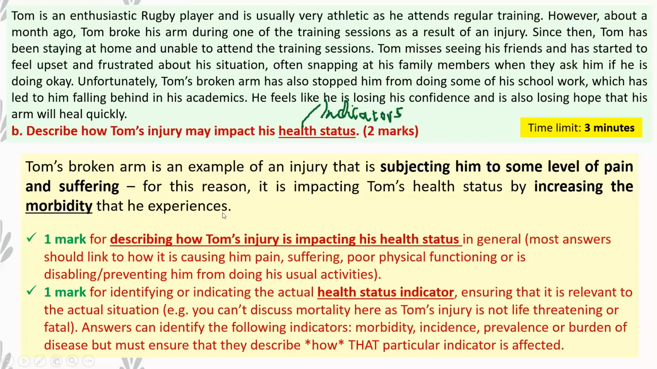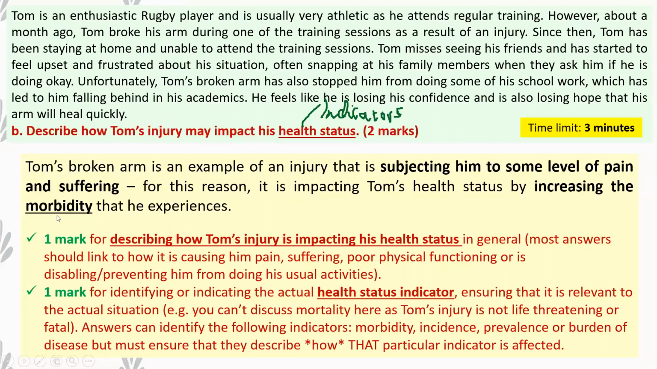Remember, I always told you guys that morbidity is not the best health status indicator, but it's one that will fit any situation, because everyone will experience some level of pain and suffering regardless of what illness or injury they have, but not everyone will suffer death as a result of that. So the reason you can't just apply any health status indicator is, for example, you can't say it's impacting Tom's health status by increasing his mortality, because Tom hasn't actually died from his broken arm. He's just suffering. It hasn't led to some kind of fatality. So it's important to think about all the health status indicators and pick the one that is most relevant for Tom's situation.